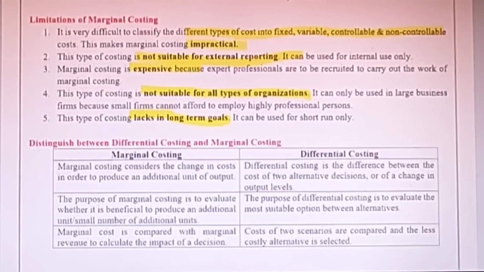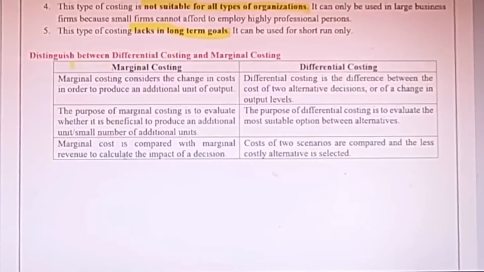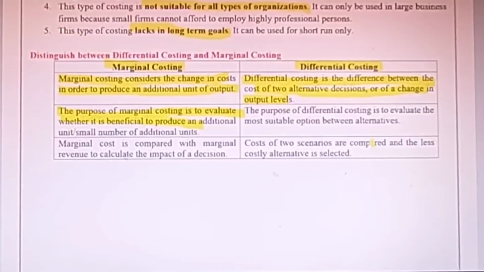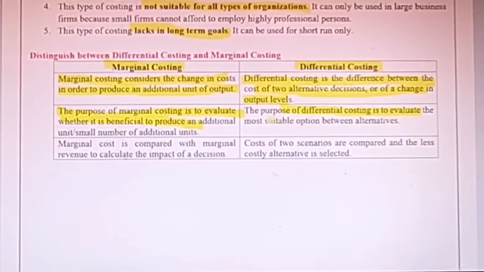Okay. एक और difference आपको यहाँ पे इस unit में करना है, that is the difference between marginal costing and differential costing. Marginal costing considers the change in cost in order to produce an additional unit of output, whereas differential costing is the difference between the cost of two alternative decisions or of a change in the output level. And the purpose of marginal costing is to evaluate whether it is beneficial to produce one additional product or not. Whereas in differential, the main purpose is to evaluate most suitable option among the alternatives. So like this we can explain.